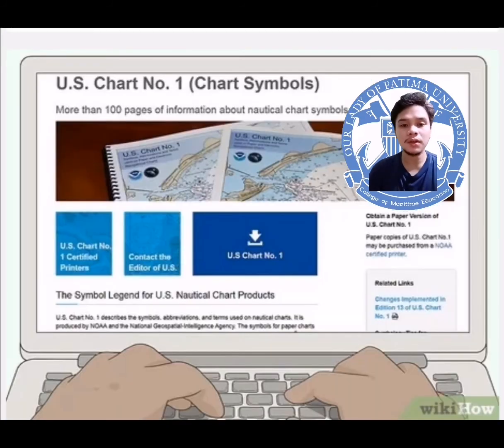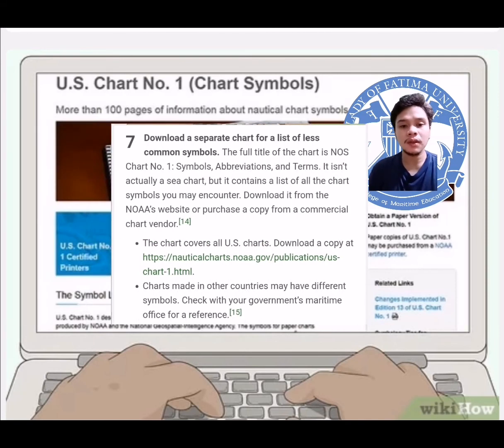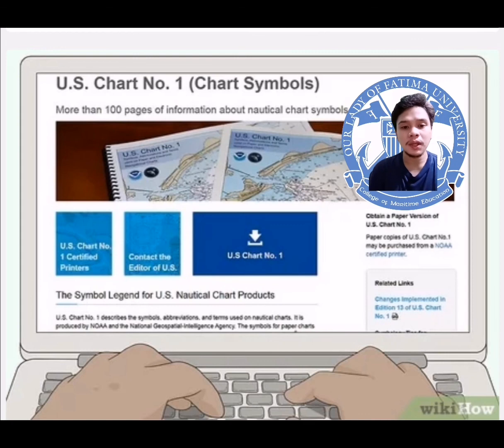Download a separate chart for a list of less common symbols. The full title of the chart is NOS Chart Number 1: Symbols, abbreviations, and terms. It isn't actually a chart, but it contains a list of all the chart symbols you may encounter. Download it from NOAA's website or purchase a copy from a commercial chart vendor.